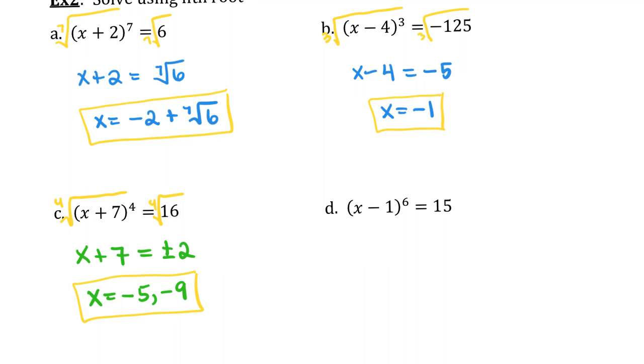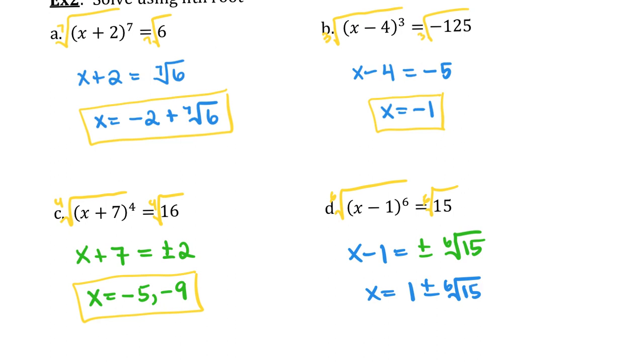X minus 1 to the sixth. So sixth root. Okay, is there a plus or minus on the sixth root? Yes, because it's an even root. What's the sixth root of 15? Yeah, I have no idea. It's a decimal. It's irrational. Okay, I'm going to add the 1 over. So I'm going to have 1 plus or minus the sixth root of 15. And I get 2 answers because it's an even root.